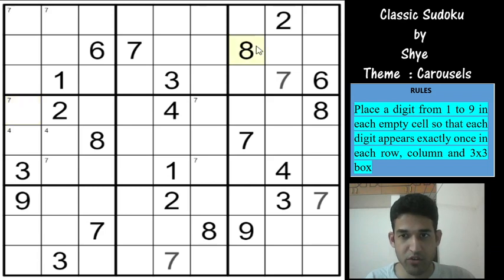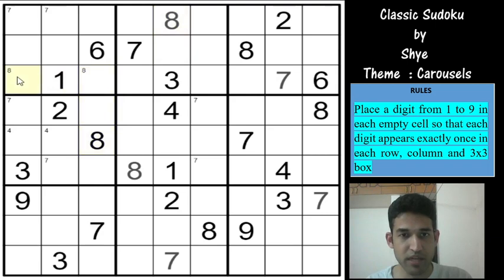So I'm seeing quite a few 8s in the grid, so maybe 8s will be a fruitful way. So 8 is in row 5, 8 is in column 6, 8 is in row 4, so 8 has to go here. And which means 8 must be in one of these two cells in column 5, but 8 cannot be in row 2, so 8 has to go here. 8 is removed from here and 8 is in one of these two cells.